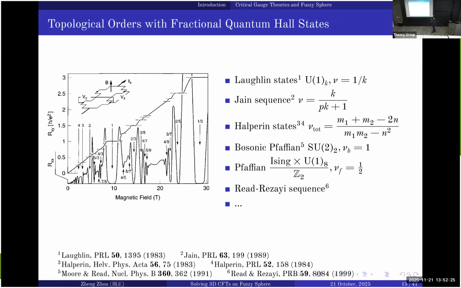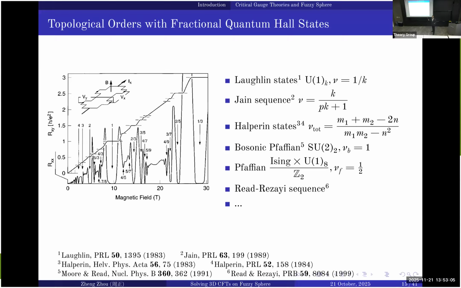If we look at this famous experimental figure, each plateau here would correspond to a topological order. On this, we have the Laughlin states at filling 1/k, which is described by U(1) level k Chern-Simons. We can have the Jain sequence, the Halperin states. These are all abelian topological orders. Beyond that, we can also have the bosonic Pfaffian at boson filling 1, which is described by SU(2) level 2. And we also have the Pfaffians, the Read-Rezayi sequence.